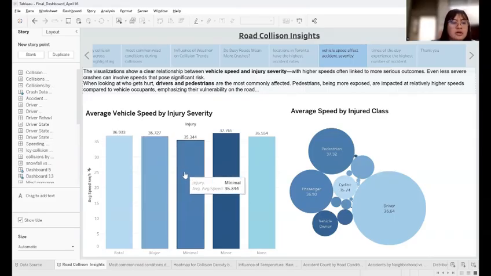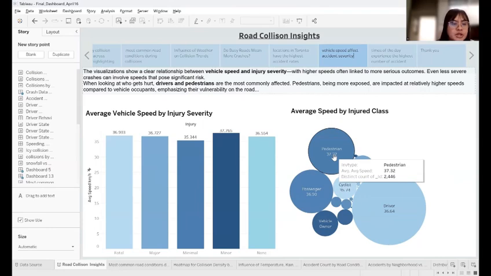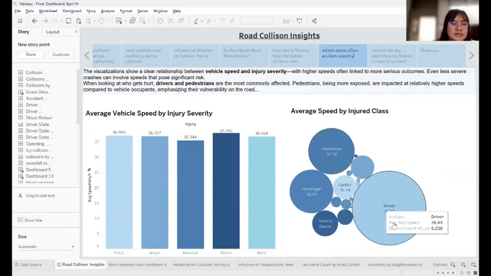35 kilometers per hour. On the right side, the bubble chart reveals that pedestrians are hit at the highest average speed, at 37.32, making them especially vulnerable. Drivers and cycling passengers are also affected at speeds above 35 kilometers per hour, underlining that even moderate speed can result in serious injury.